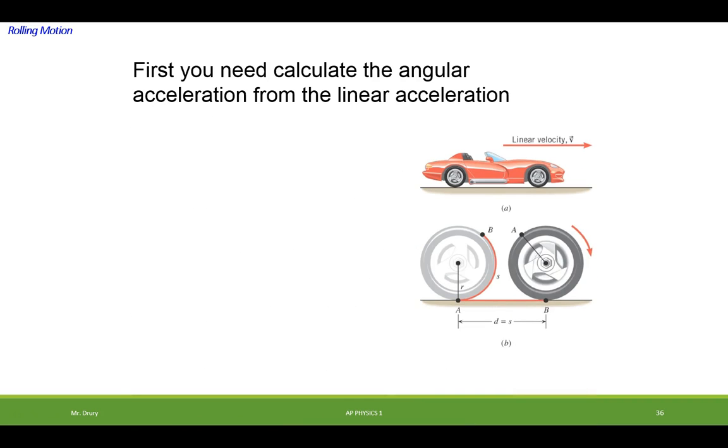First, you need to calculate the angular acceleration from the linear acceleration. So we know that the angular acceleration would be the tangential acceleration divided by r. So that comes out to be 2.42 radians per second squared.